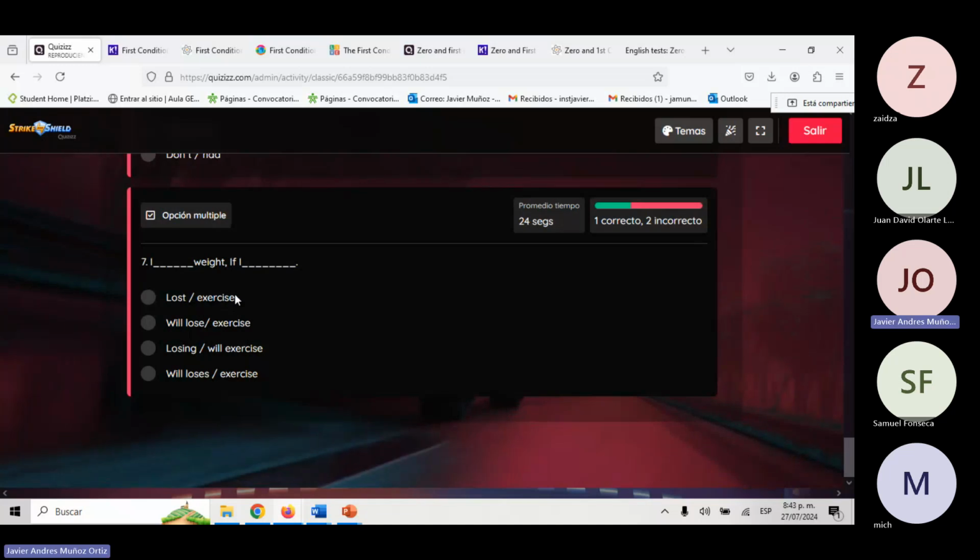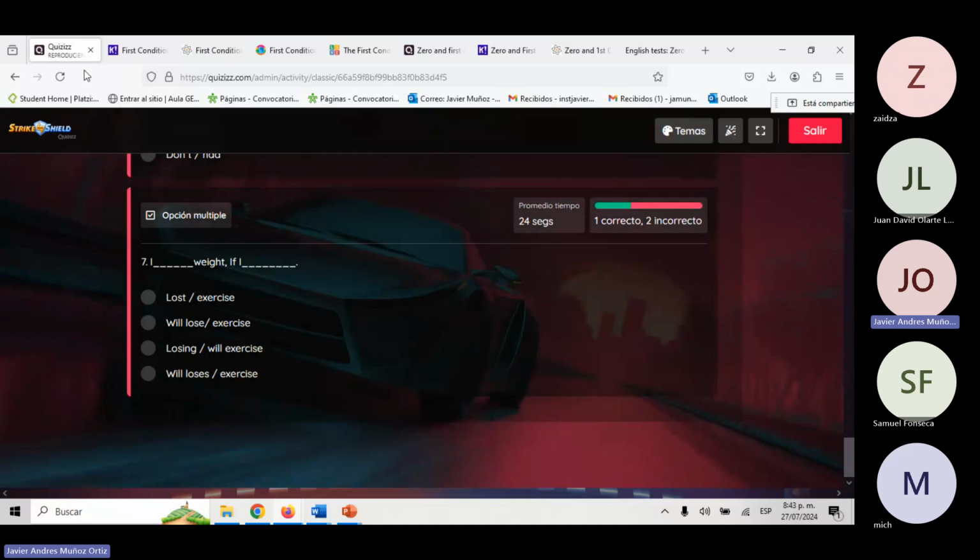Unless you have some kind of issue with your health, maybe hypothyroidism or something like that. So it's going to be a little more difficult for you to lose weight. But if you don't have any medical condition, this is going to happen, yes or yes. If you do exercise, you will lose weight. So this is easy to predict.